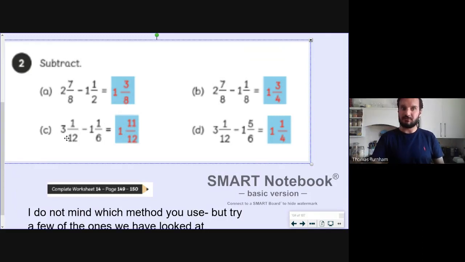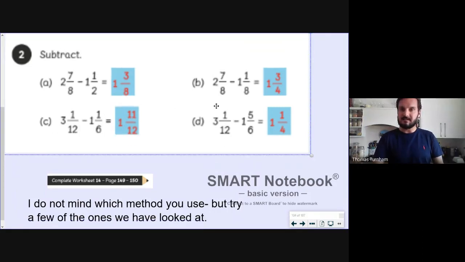In fact, sorry, you would have had to exchange one of those. And then lastly, D, 3 1/12 minus 1 5/6. So just like the last one, to do this, once we change our 6 into 12ths, we know that's going to be 10/12. That's greater than 1/12. So we are going to have to steal from here and add it into this fraction here. So this becomes 13/12 to do our subtraction.